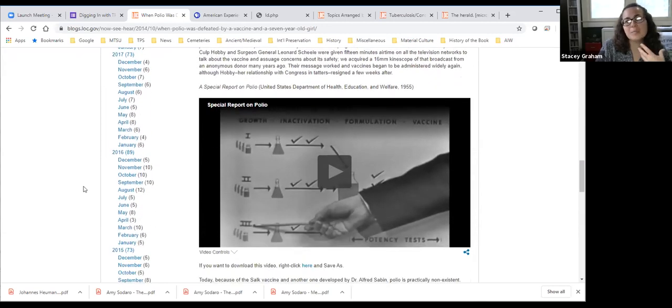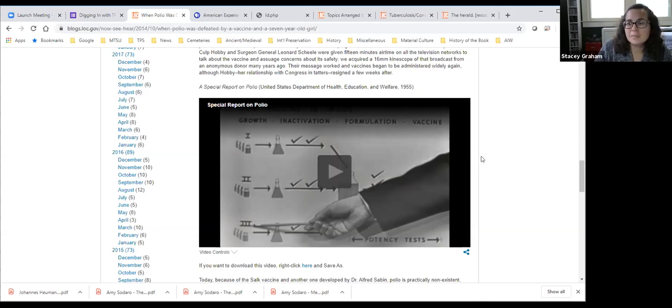So once they tweaked the vaccine to make it safer, in order to get people to feel confident enough, they came out with a special report on polio. Here's 15 minutes of the Surgeon General of the United States talking about the efficacy of a vaccine, which I can't imagine that kind of thing happening today, at least not for 15 minutes, where they would expect people to actually listen that long to a public official talk about health. We probably would have a 3-minute clip today.